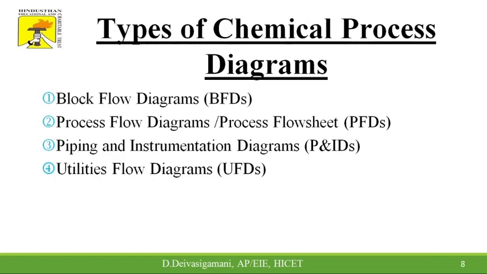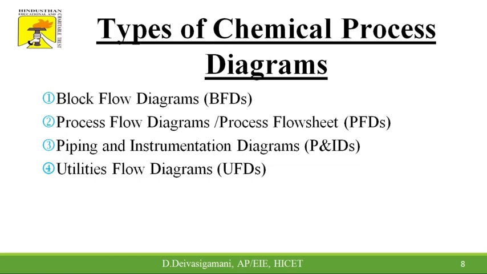These are the different type of chemical process diagrams used in industries. First one is block flow diagram. This is something similar with the block diagram approach in control systems. Here, each and every process is represented with the help of blocks and its sequence.